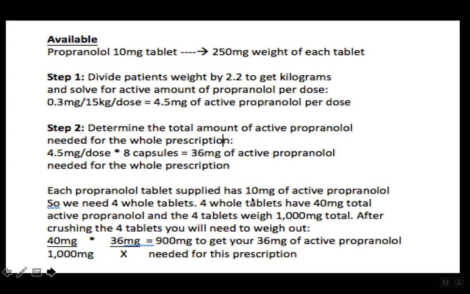If you crush 4 whole tablets, you're going to get 1,000 milligrams of weight. But 4 whole tablets has 40 milligrams of propranolol, and we only need 36 milligrams. So you set up a proportion here, and you'll find that you just need to weigh 900 milligrams of the 4 whole tablets that you crushed to get 36 milligrams of your active propranolol. Okay, so 900 milligrams.